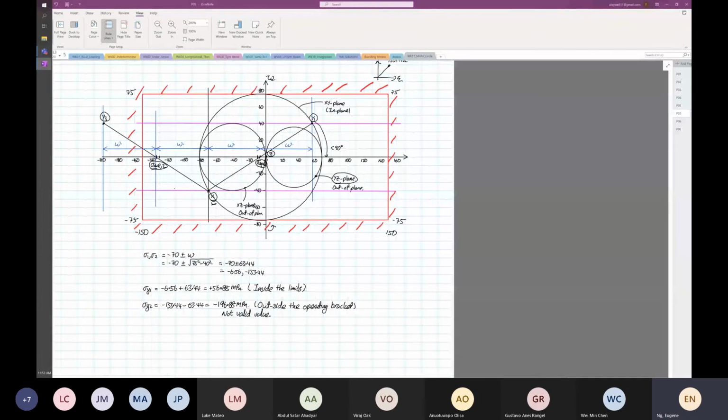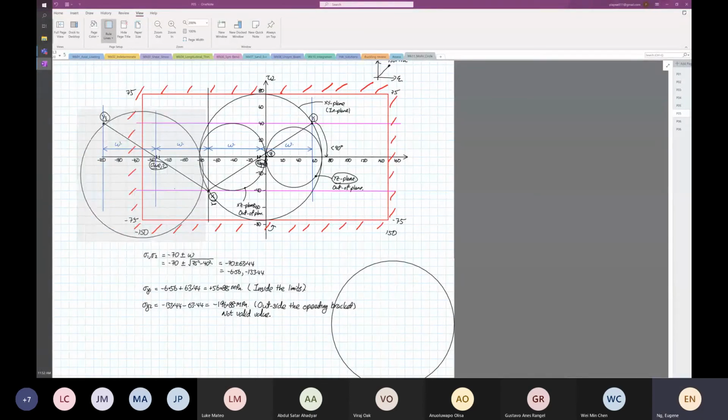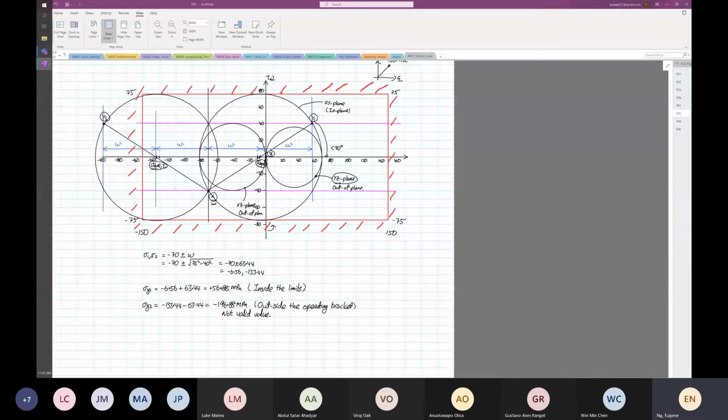If you have to pick the other circle, why is point Y not valid? Okay, so I'm going to copy and I'm going to paste. The other circle is not valid because if we were to choose the other circle, what happened to it? You can see now, it is outside the operating bracket. That is why it's not valid. So the answer we got is 56.88, and 196.8 is not valid.